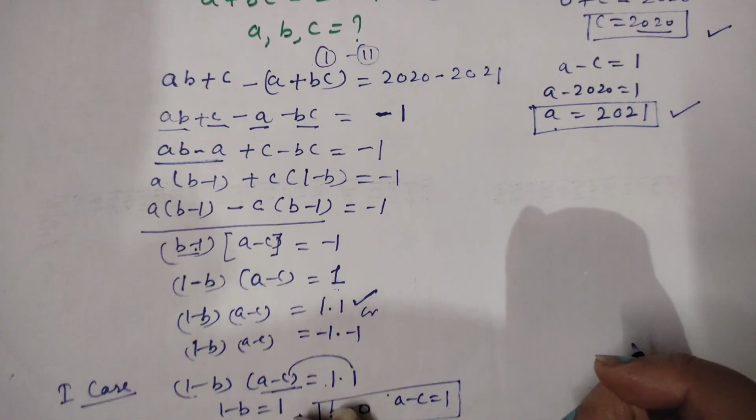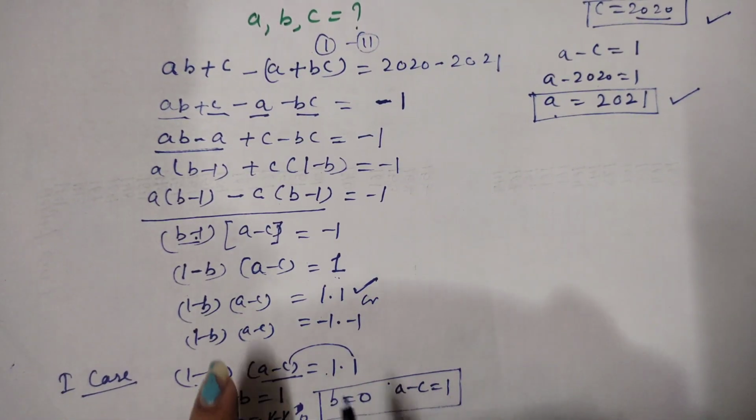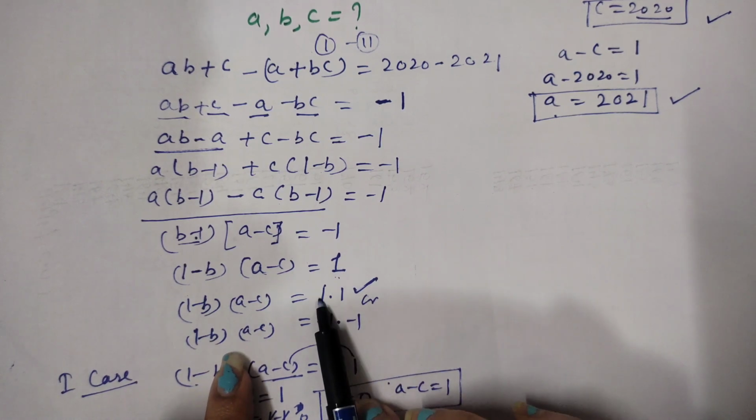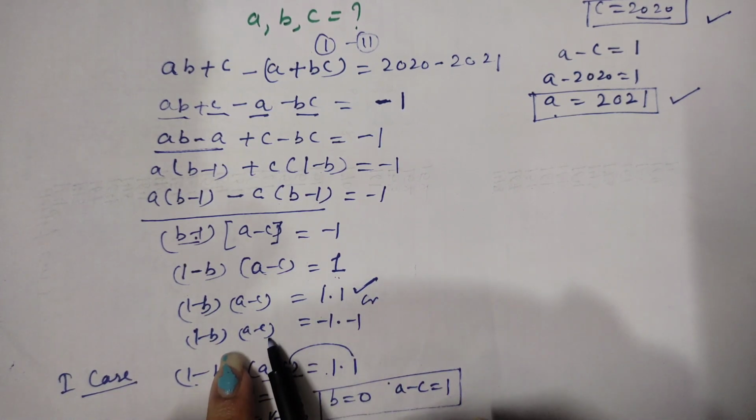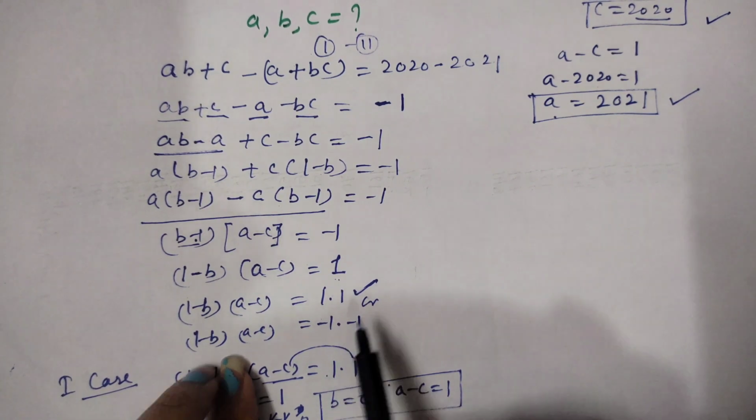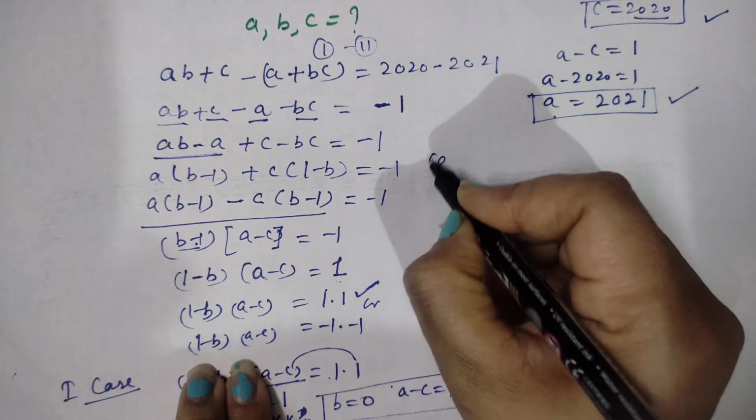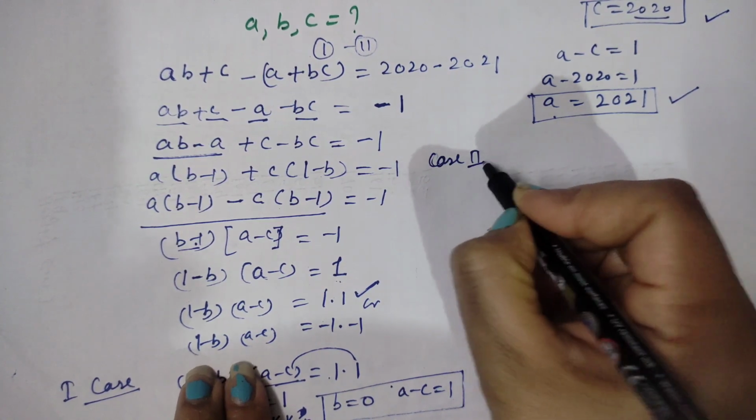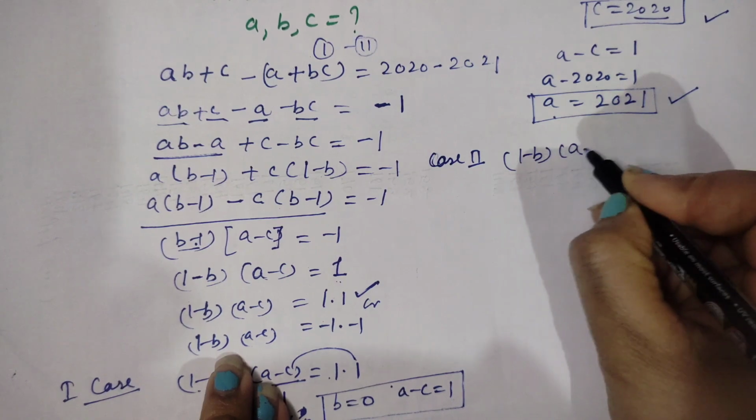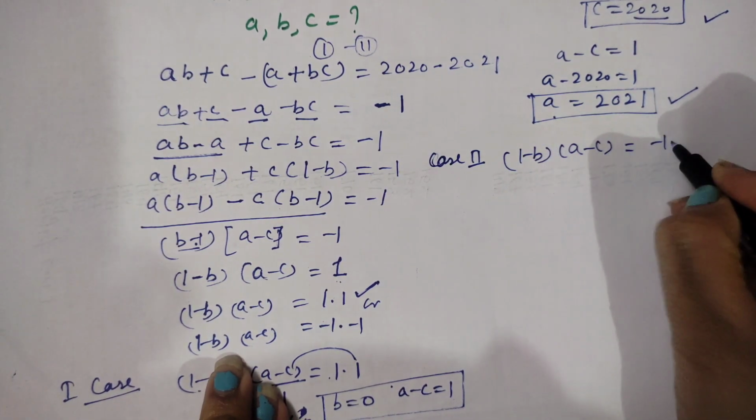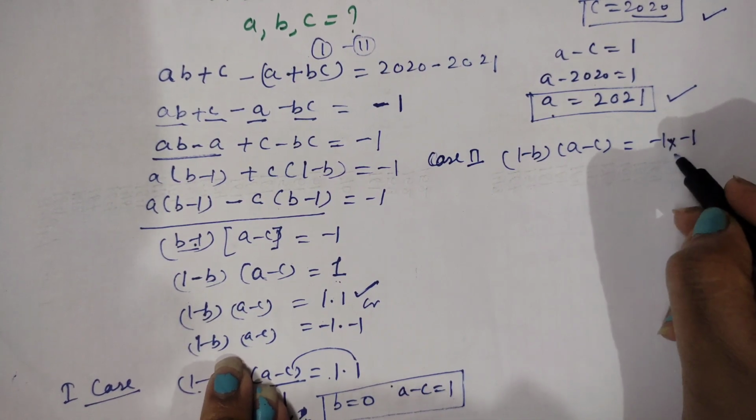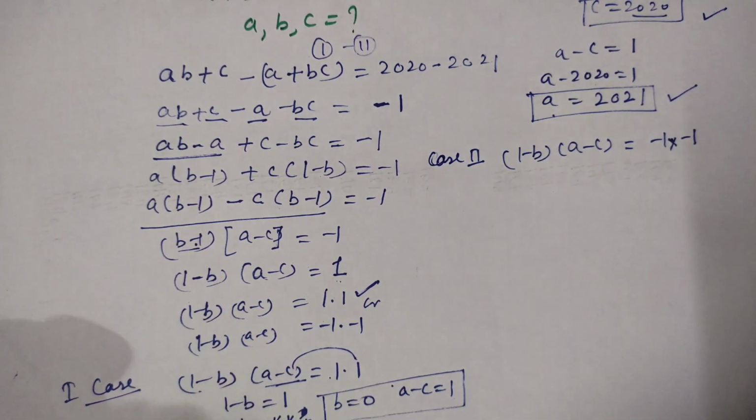Now the case 2. Where is the case 2? According to case 1, we will write this value 1 into 1. And case 2 is, we will write this value is equal to minus 1 into minus 1. So case 2 is 1 minus b and a minus c equals to minus 1 into minus 1. Okay, this dot represents the into sign, minus 1 into minus 1.